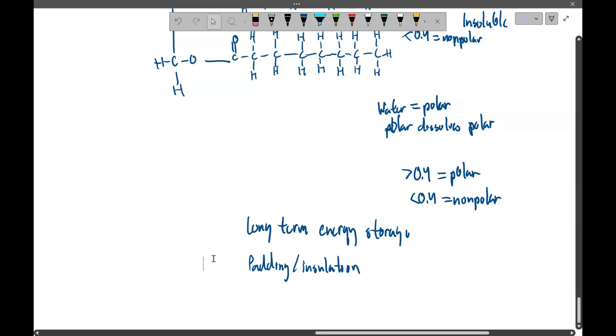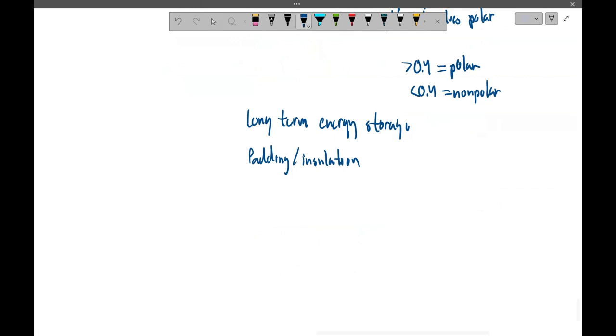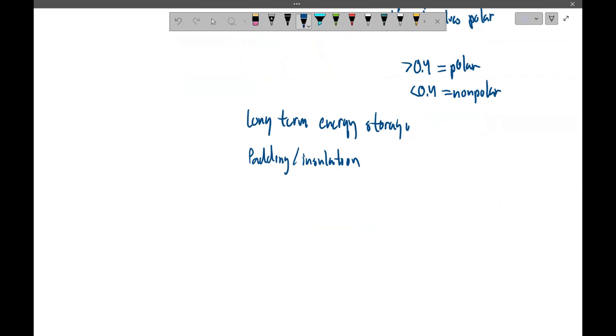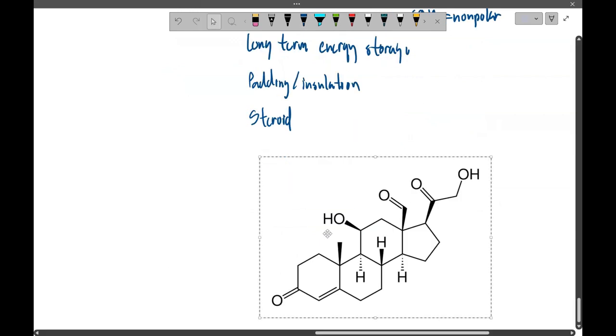You also have steroids. Now, just to make this clear, a steroid is not chemically similar to the one we just did. So it doesn't really look like a triglyceride. Now I'll show you a picture of a steroid. You should be able to identify a steroid. It has a pretty unique structure.